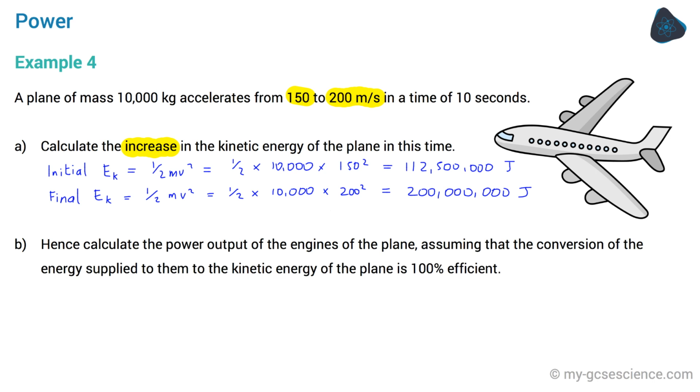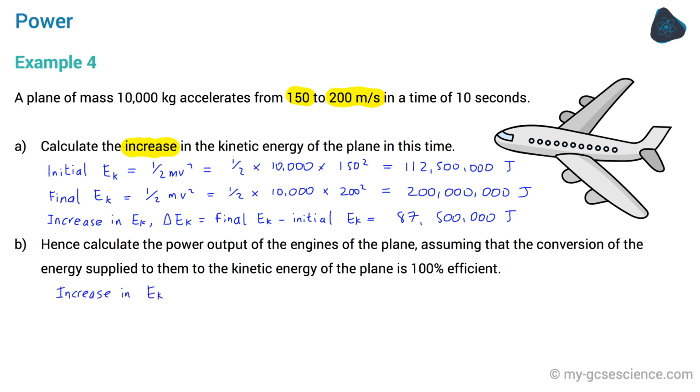So that means that our increase in kinetic energy is just the difference between these two numbers, which gives an answer of 87,500,000 joules. The key to part B is realizing that the increase in the kinetic energy of the plane is equal to the work done by its engines. From there, the rest of the solution is pretty straightforward.